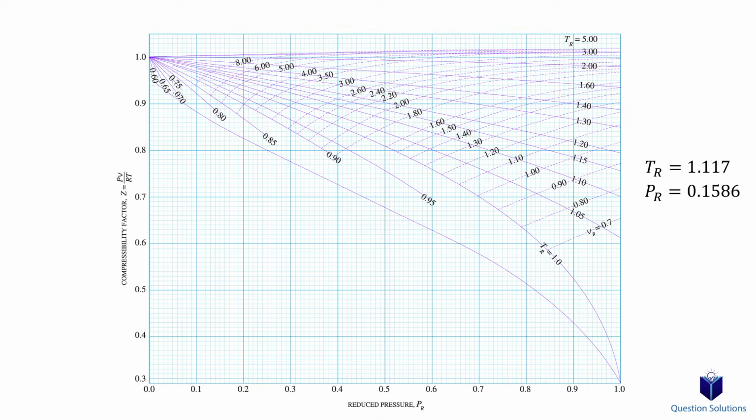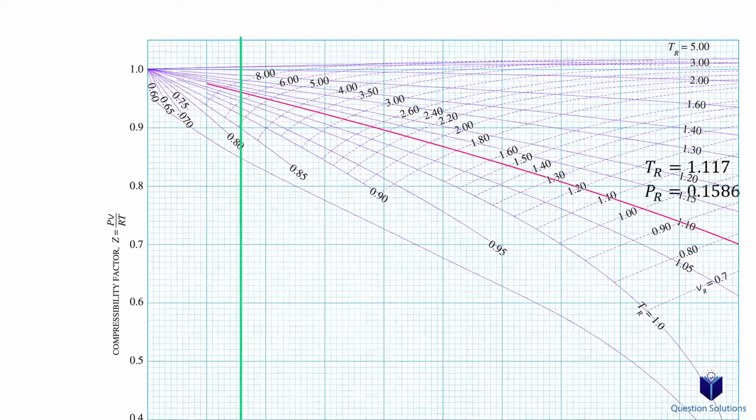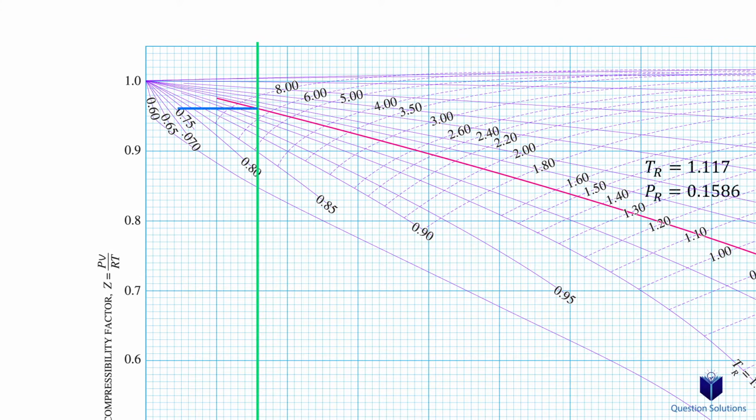Now that we have these two values, we need to look at a compressibility chart. Okay, so here we go. First, on the bottom, we have the reduced pressure. Our value is 0.1586, which is right about here. Now see these values? These are the reduced temperature values. So we're looking for a line very close to 1.117, so that would be this one. So where do they intersect? That's about right here, and looking at the left, that gives us a compressibility factor of approximately 0.96.